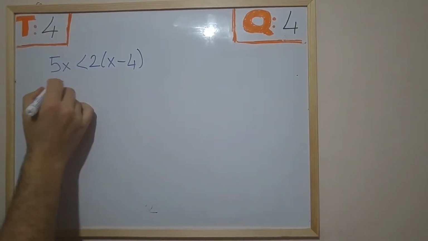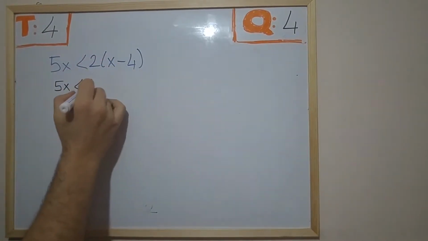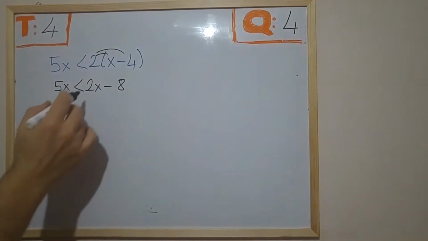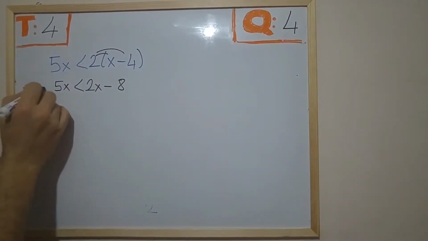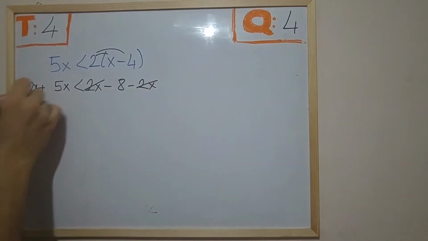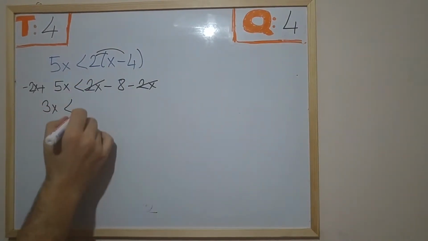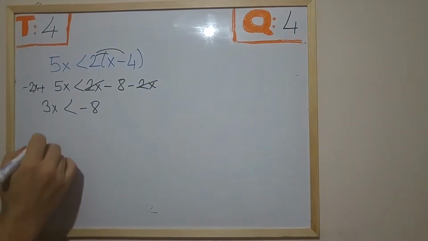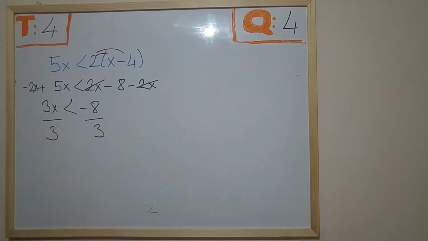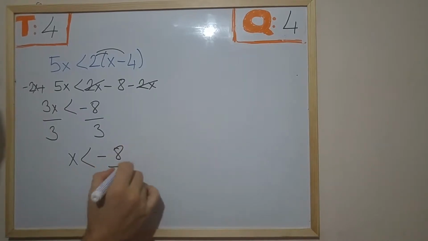Expanding the parentheses, what we're going to have is 5x is less than 2x minus 8. Now let's get rid of this 2x by subtracting it from both sides. This way, what we're going to have is 3x left, less than minus 8. So that x will be left alone by dividing each side by 3, which means that x is less than minus 8 over 3.